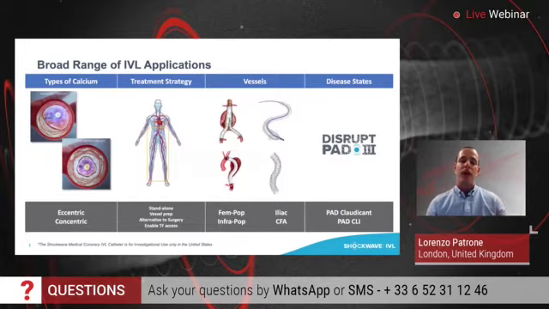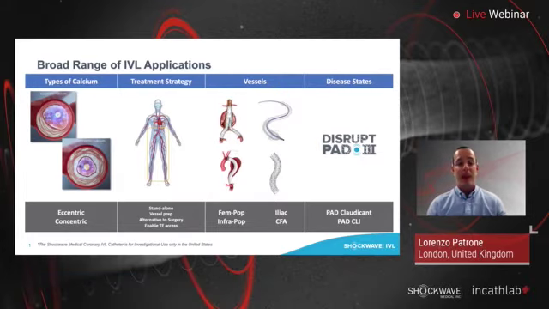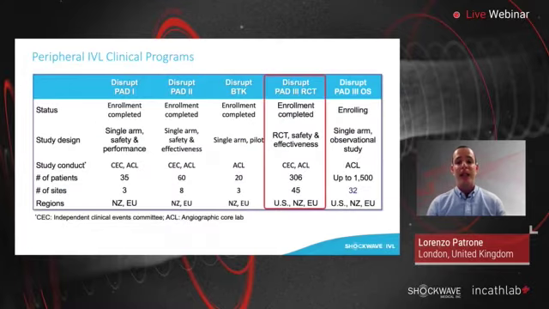Finally, after all this talk, Professor Taper will present the data of the Disrupt PAD 3 randomized control trial. Enrollment is completed, and the study design is, of course, a randomized control trial. There are loads of patients, more than 300, at different sites. That means it's not a technology which is just technically challenging, that only a few people can do. You can do it in your lab as well. The regions are also different in the world: US, Europe, and also New Zealand.